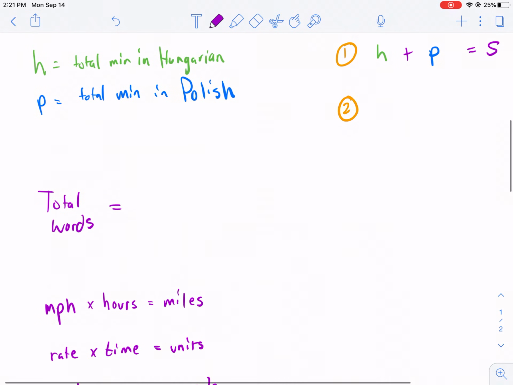So the same thing also applies here. If we have 150 words per minute in Hungarian, we multiply it by the number of minutes in Hungarian, H, that's where this came from, 150 times H, and that equals the total words in Hungarian.